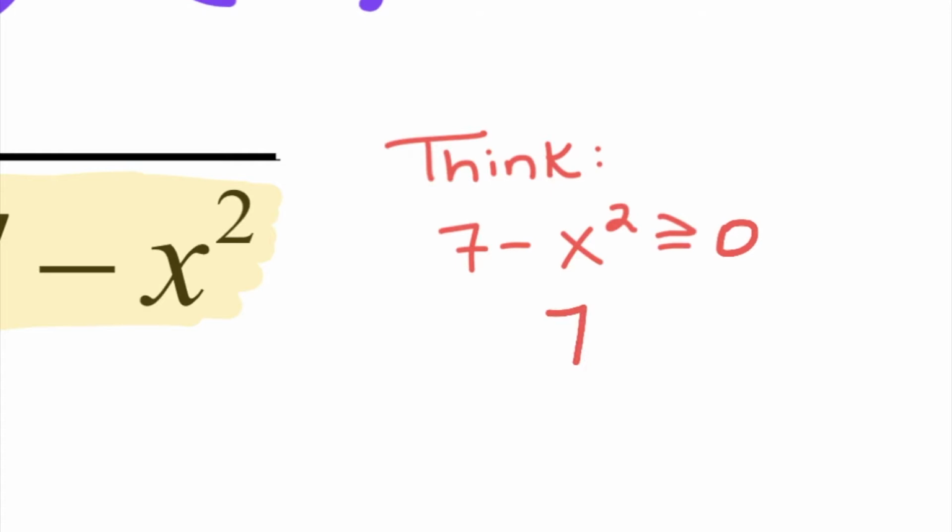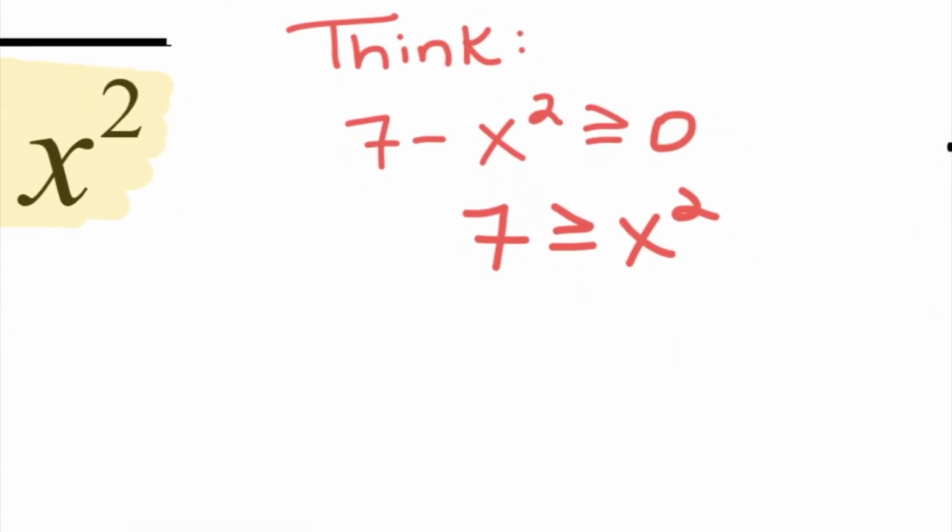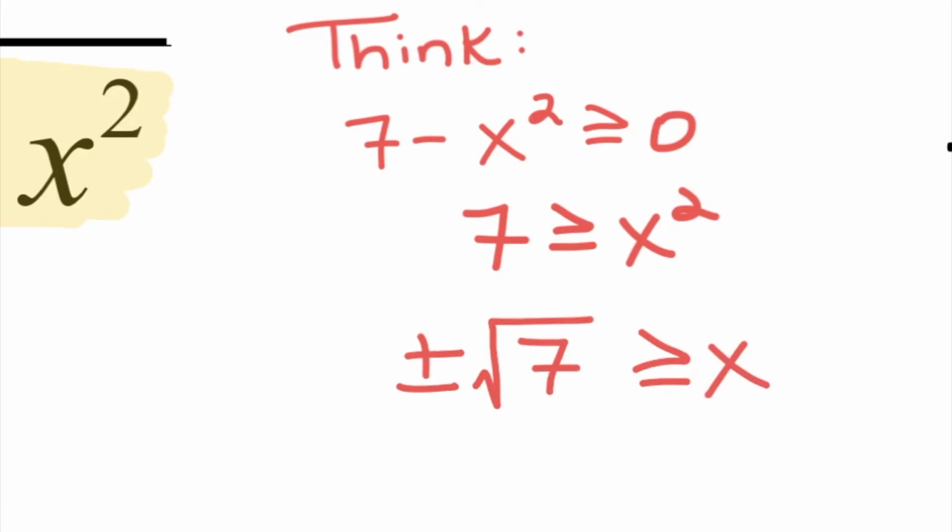So I'll add x squared to both sides. So 7 is greater than or equal to x squared. And then I'm going to take the square root of both sides. But remember here that when you take a square root of x squared and of a number on the other side of an equation to solve an equation, you have to consider both the positive and the negative square roots. So I'm looking at plus or minus square root of 7 is greater than or equal to just x.